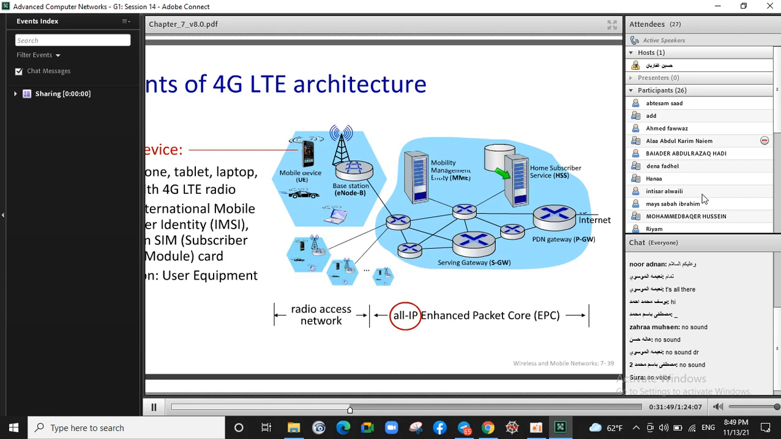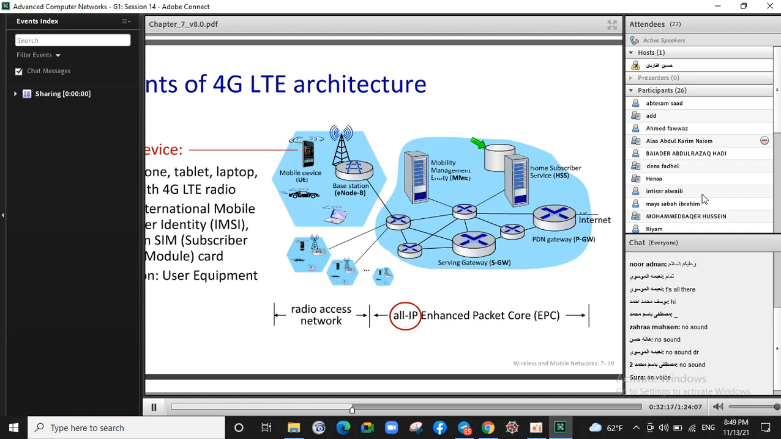The database connected to the HSS server. What is that database? What is the role of this server? When I'm buying a new SIM card, I should prepare some information about my identity, and the company will register that identity information.